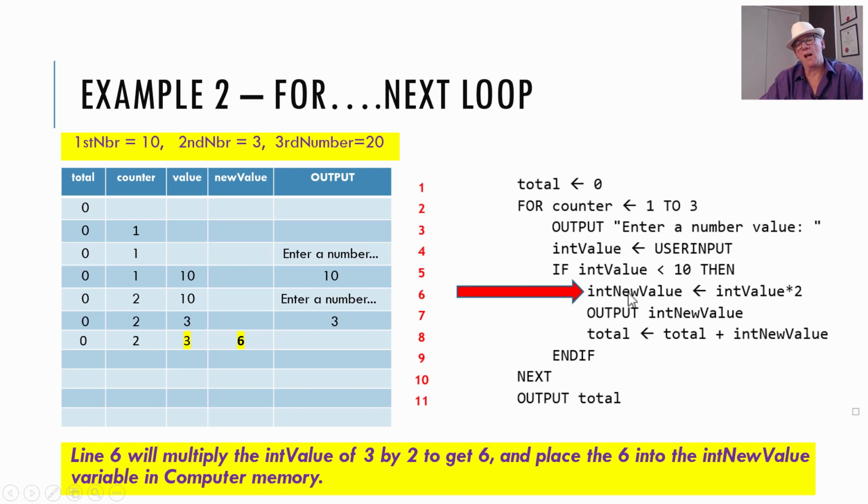And this one says, calculate a new value by taking what they've typed in, the int value, and timesing that by 2. Star means multiply in coding and pseudocode. So, okay, they've typed in a 3 here, and if we do 3 times 2, we're going to get a 6. So the new value, which we write in the new value column here, is 6. So that's line 6 completed, and we got a 6.